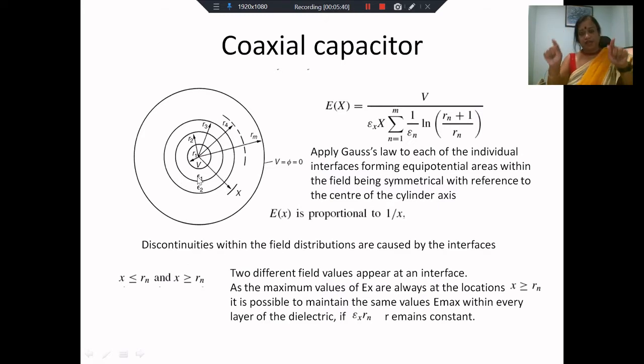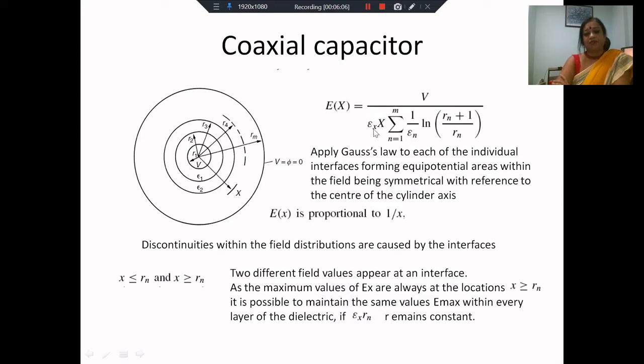So, each of the interfaces is an equipotential because E only varies with the radial distance from the center. So, if you have a concentric circle, then on the surface of the concentric circle, there will be a constant potential. And Ex is proportional to 1 by x. Discontinuity, so what will happen is the field keeps on varying.